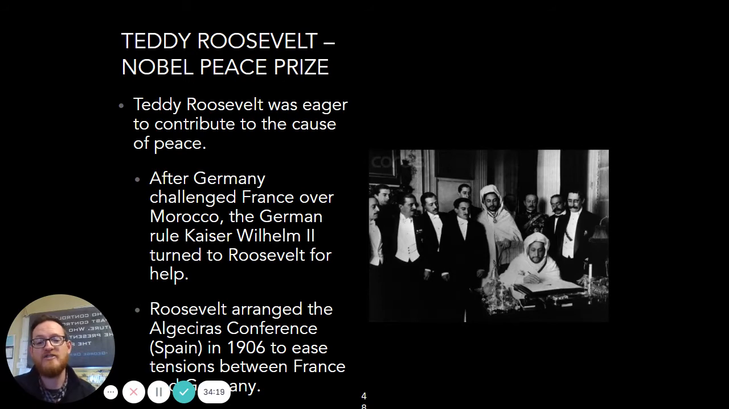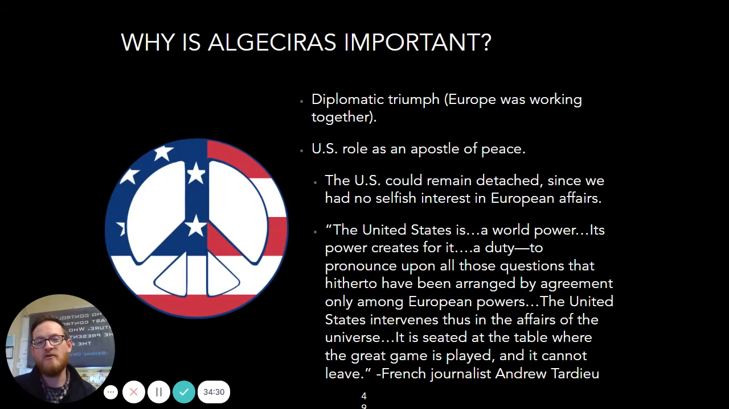Roosevelt would arrange the Algeciras Conference in Spain in 1906 to hopefully ease those tensions, which it did. And as a result of that, you're going to see Teddy Roosevelt is nominated and gets a Nobel Peace Prize. So why was what would seem like, to most people, a meaningless conference important? Well, it was a diplomatic triumph because Europe was working together, but also it led to a lot of people starting to view the U.S. as an apostle of peace.